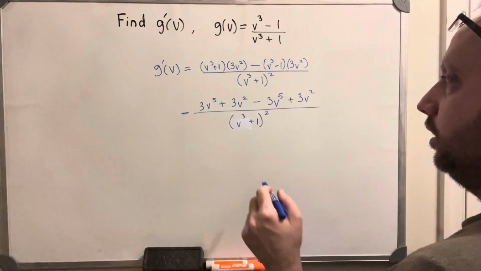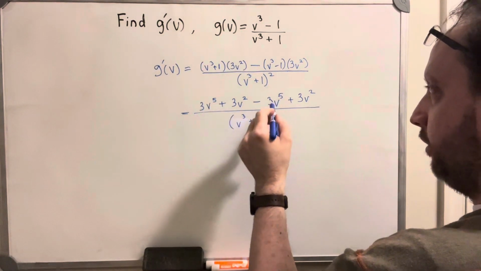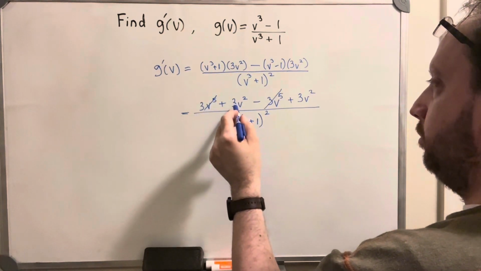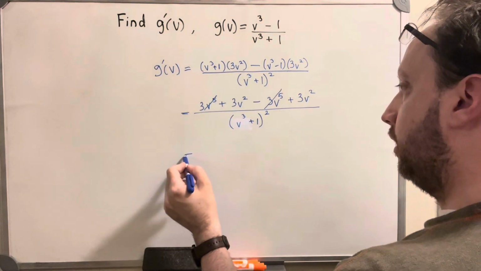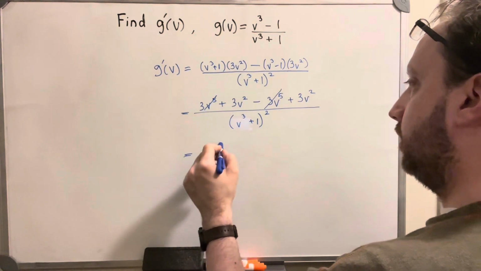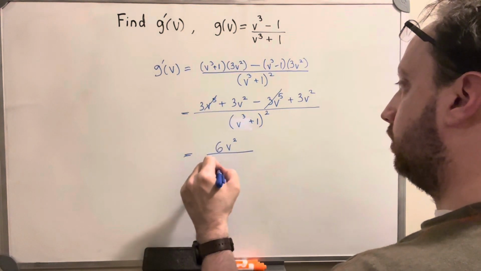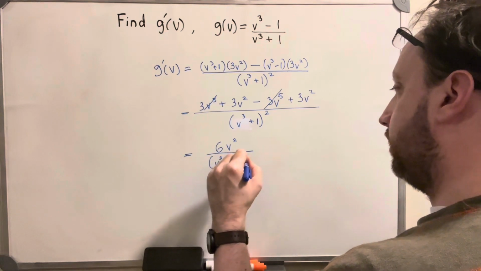Okay. Now we can see a 3v to the 5th and a minus 3v to the 5th canceling out. And we got a 3v squared and another 3v squared, so they add together. So the answer is 6v squared over v cubed plus 1 quantity squared.